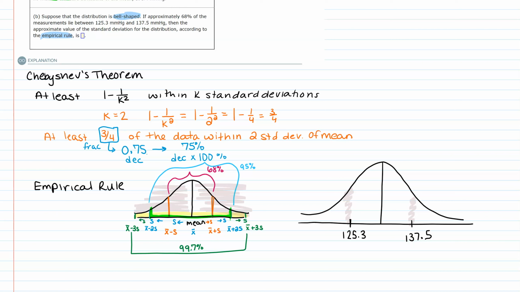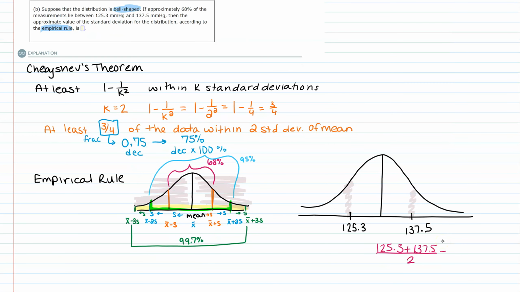So we would find the exact middle of these two, which would be 125.3 plus 137.5 divided by 2, which does make 131.4. So we know this guy here is 131.4. So that's the middle, and that's going to be important.